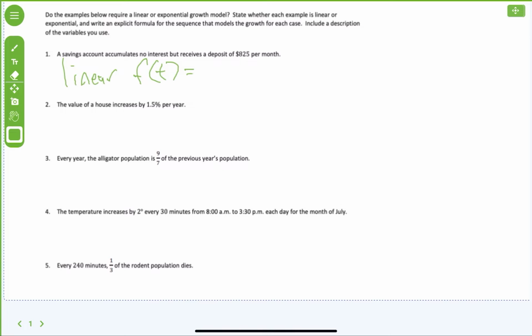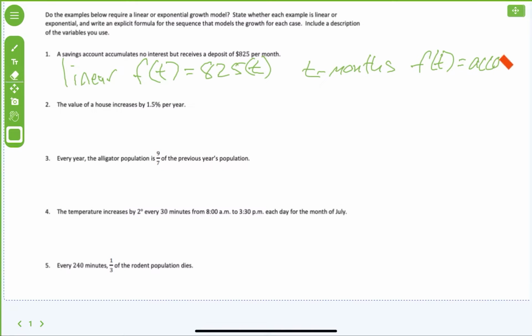All that's happening is $825 is getting put into the bank account each month, right? So we can just say 825 times however many months they are. If it's the 5th month, you're just going to say 5 times 825, and that's going to tell you how much money is in the account after. So T is the months, okay? And alpha of T would then be what?